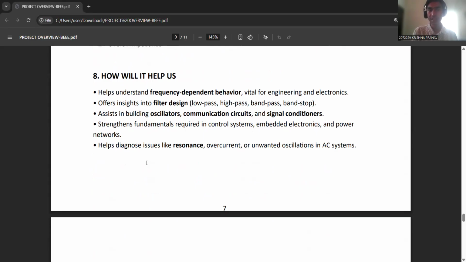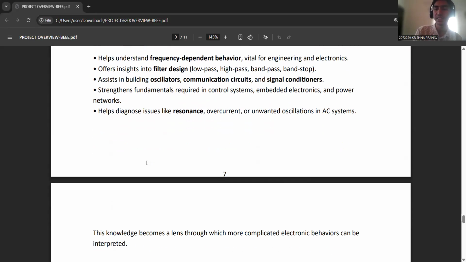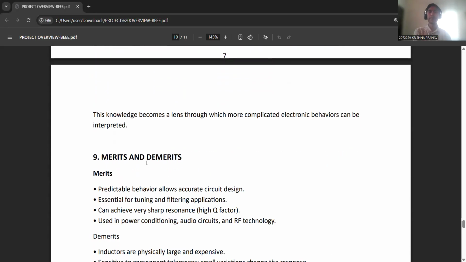Offers insight into filter design: low pass, high pass, band stop, etc. Assists in building oscillators, communication circuits, and signal conditioners. Strengthens fundamentals required in control systems, embedded electronics, and power networks. Helps diagnose issues like resonance, overcurrent, or unwanted oscillations in AC systems.